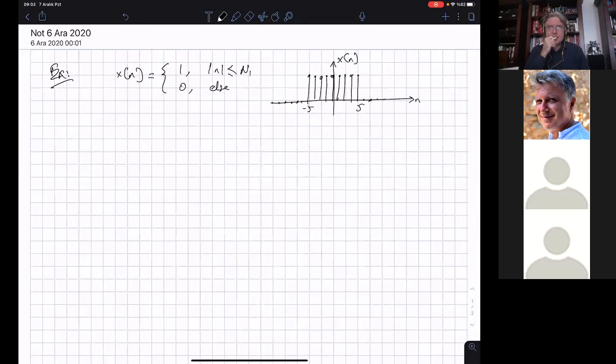The discrete time Fourier transform expression for this in terms of the formula is quite simple. From minus n1 to plus n1, the signal is equal to 1. Out of this range, the signal is equal to 0. Therefore, the summation can be limited only to this range, where it is 1 times e to the minus j omega n. So it is this finite harmonic summation.